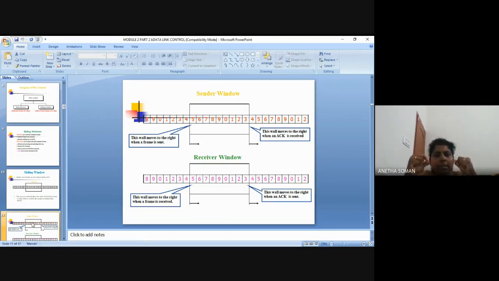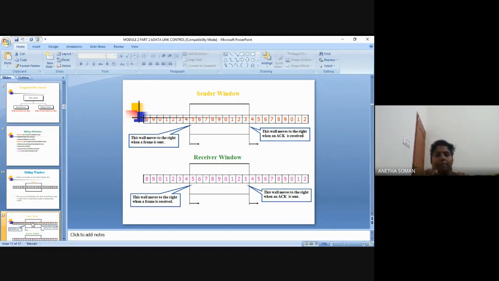Now what happens at the receiver window? Look at the receiver window wall. The wall that is on the left side of the receiver will move towards the right when a frame is received. Whenever the receiver receives a frame, the wall will move towards the right. Now what happens at the right hand side? The wall moves to the right when an acknowledgement is sent.